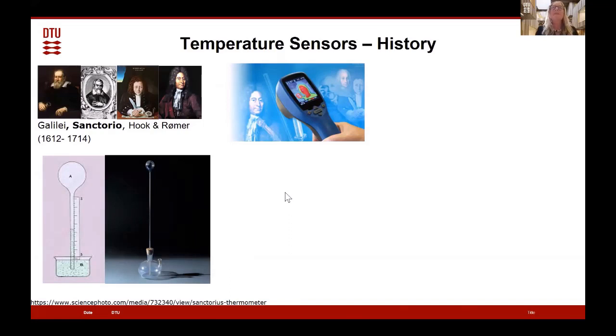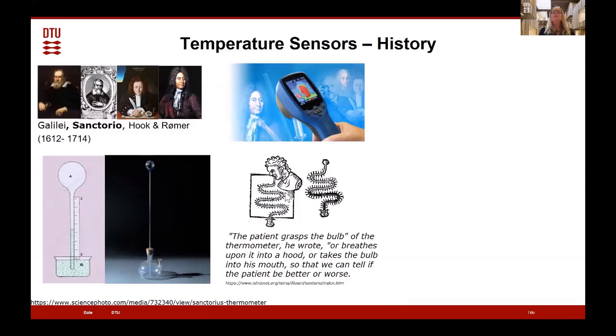This temperature sensor was actually used in medicine at a very early stage. It was used to measure the temperature of the body by placing the mouth over this ball, and then you could see how far the liquid rose, and then you had an indication of the personal temperature, which of course was an indication of your health, whether you were sick or healthy. So already at this point in time, this sensor had an impact on human health.